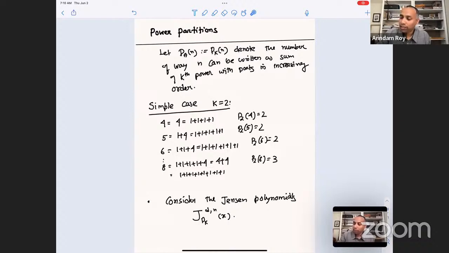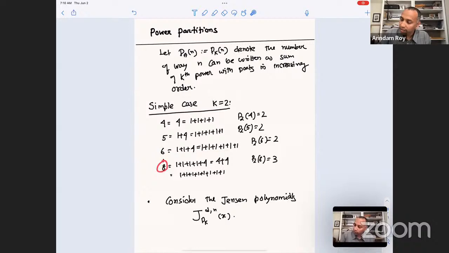Of course, first, before I go to the numerics, which are a big help, let me define what the power partition is. So the power partition is basically the number of ways you can write n as a sum of kth powers. So for example, if you take 4, there are two ways: 4 and 1 plus 1 plus 1 plus 1. If you take 5, again there are only two ways: 1 plus 4, and 1 plus 1 plus 1 plus 1 plus 1. If you take 6, again there are two ways. I think 7 also has two ways.